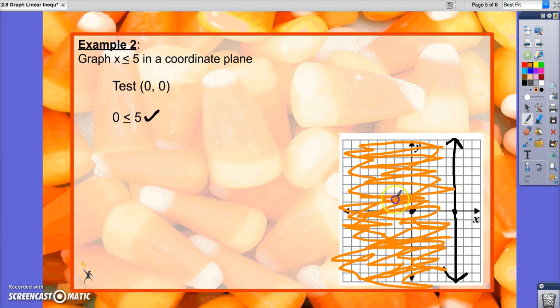All right, so that's my graph. So what's extra? Is my line solid or dashed? And I need to test a point to see where I shade. All right.